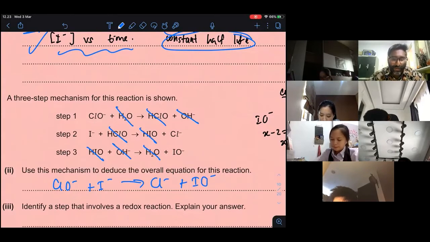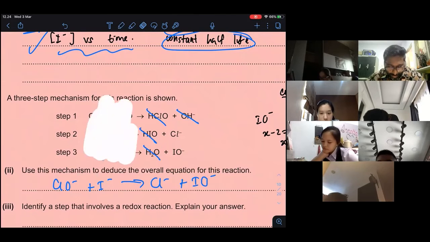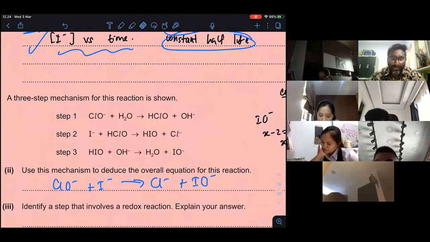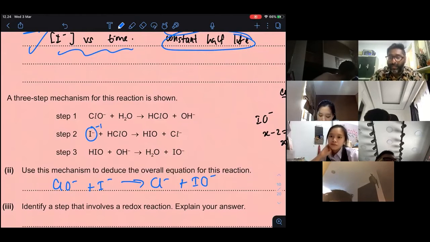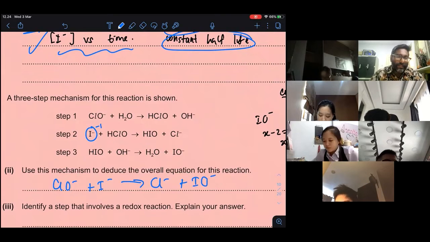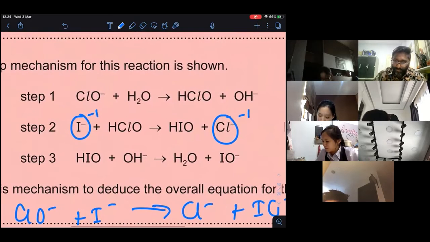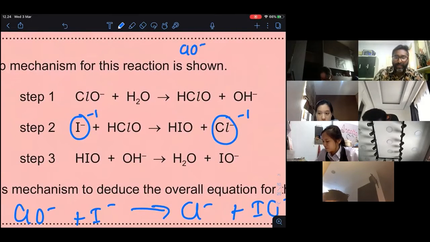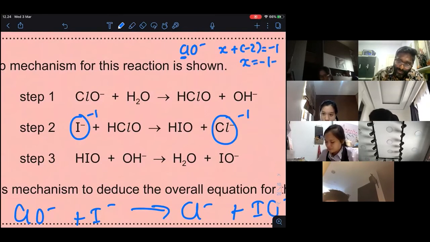Identify a step that involves a redox reaction. So this one, we need to calculate. When I do the calculation, the oxidation number is going to be -1. I go straight to step 2 to save time. I calculated, and this is -1, and I know this is -1. So I need to calculate for HClO. It's easier if you put it as H plus ClO minus. I want to calculate X over here. X plus -2 equals -1, X equals -1 plus 2, so it's +1.